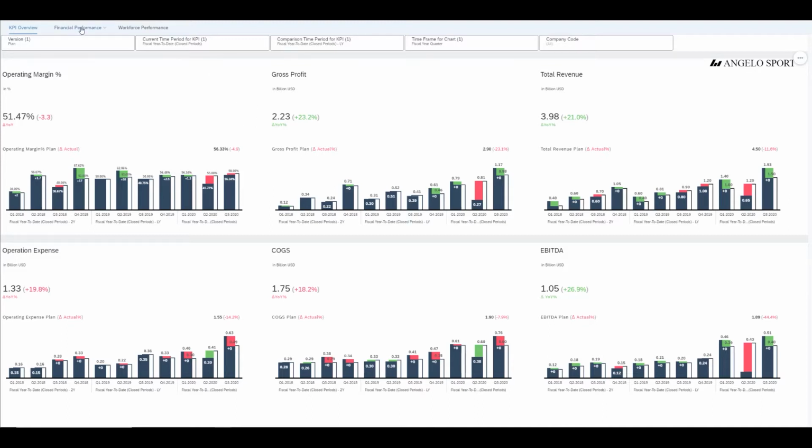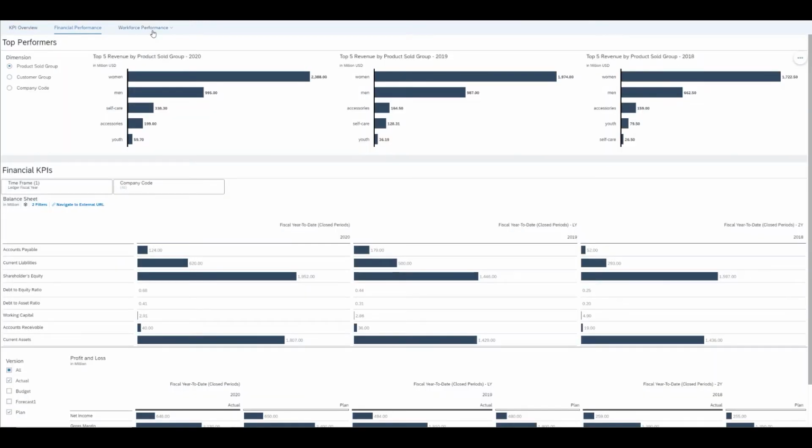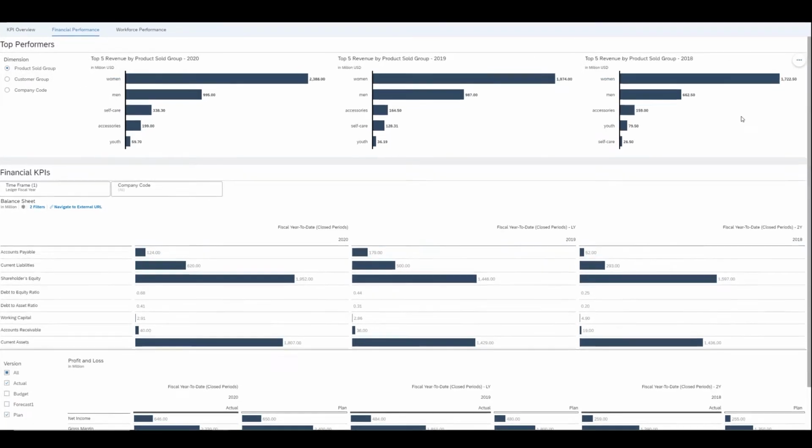Now let's look at the Financial Performance tab. This page consists of top performers based on revenue by different dimensions and supporting key performance indicators around the balance sheet and income statement.